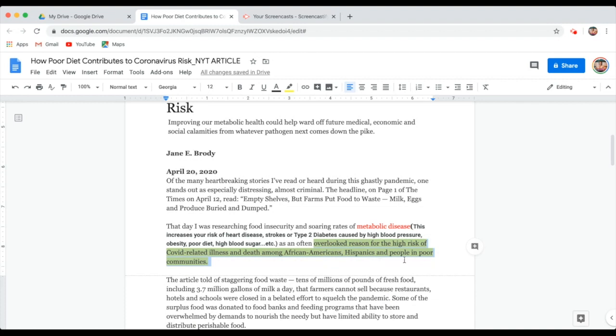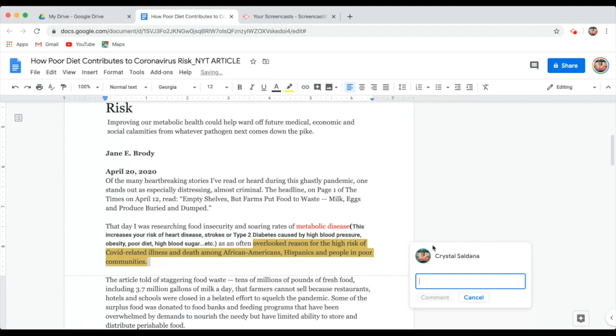So here's my highlighted quote. I'm going to click on the comment bubble, and then notice my name pops up and my picture or whatever design I've chosen to put in there pops up. Then I'm going to read over the quote. It says, overlooked reason for the high risk of COVID-related illness and death among African Americans, Hispanics, and people in poor communities. I'm going to actually read before the quote too, because I feel like I have to. Metabolic disease. Okay, this increased your risk.